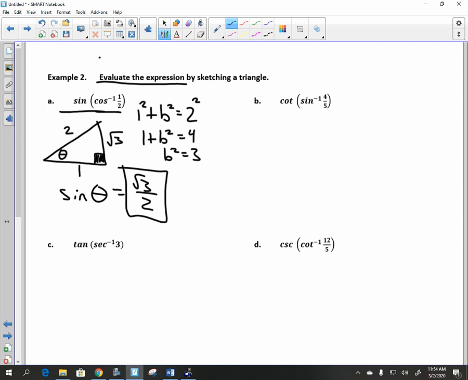Yes? I just chose it to be there. If you want to choose it to be here, then the 1 would be here and the square root of 3 would be down here. Look at the next one.